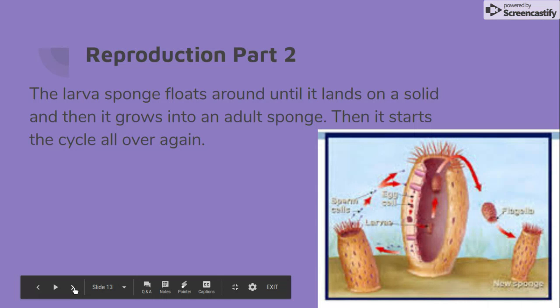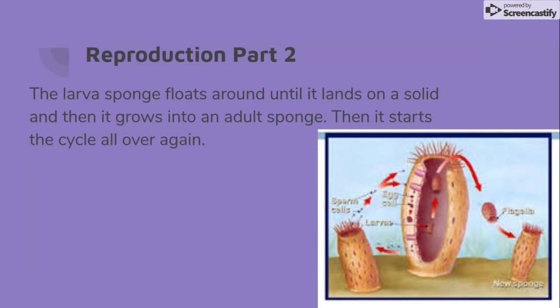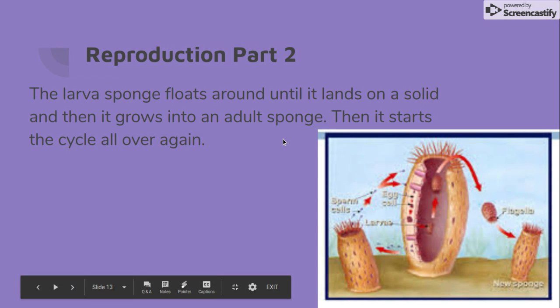So next slide. Reproduction part 2. The larva sponge floats around until it lands on a solid surface, and then it grows into an adult sponge, and then starts the cycle all over again. So basically, I don't think I need to explain it more.